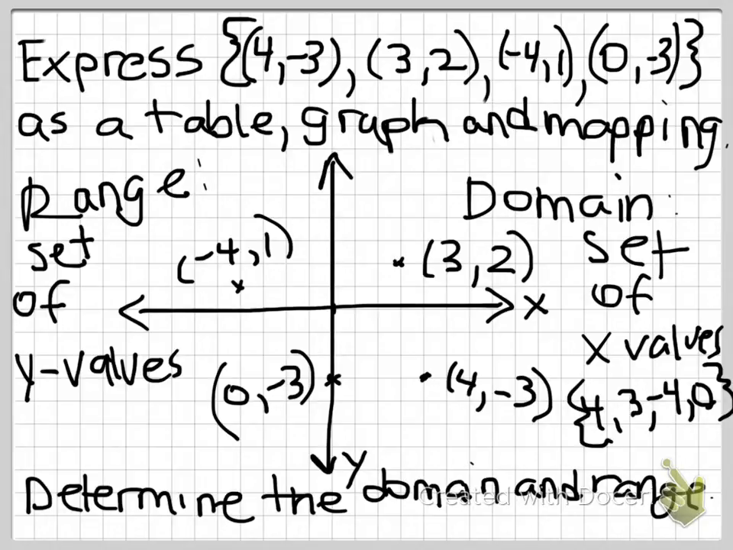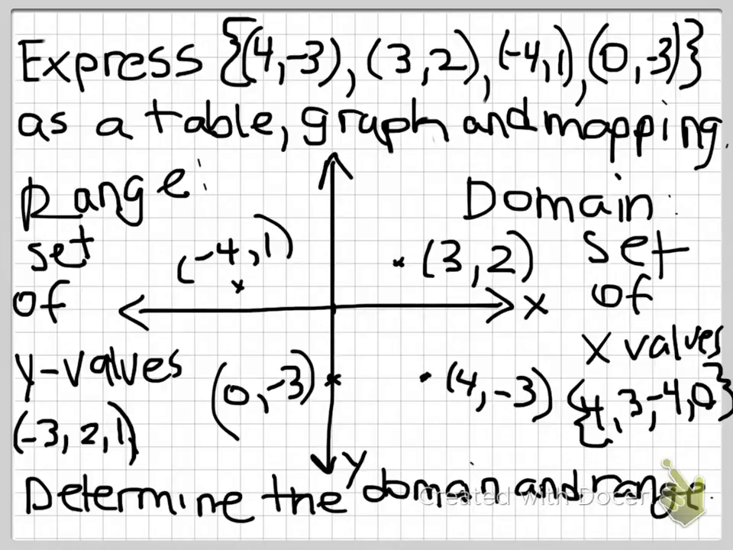And then we look at the y coordinates, which is the range, and we list those. So we have -3, 2, 1, and another -3. So in this case, we actually don't have to list the -3 twice. Okay.